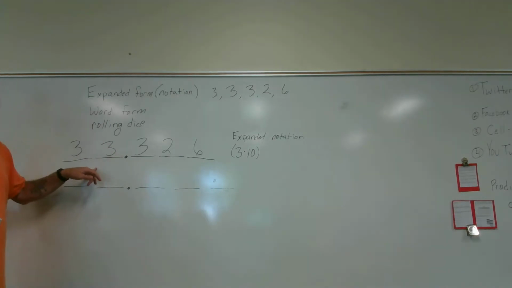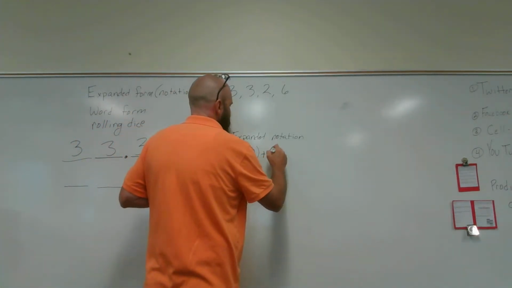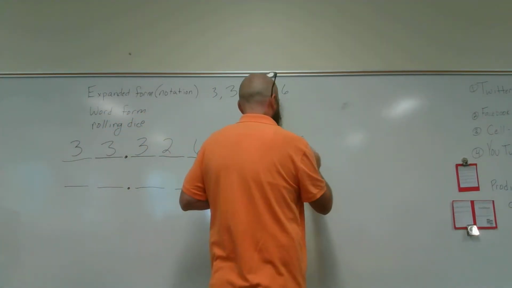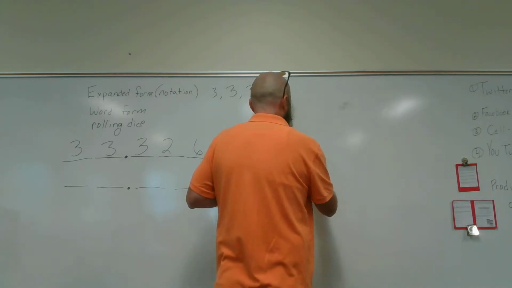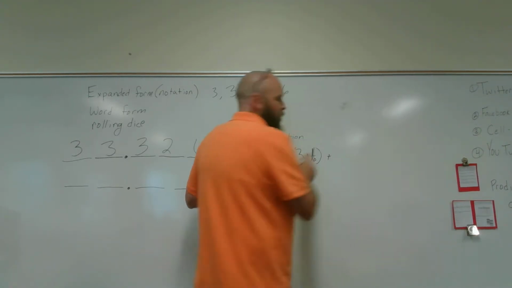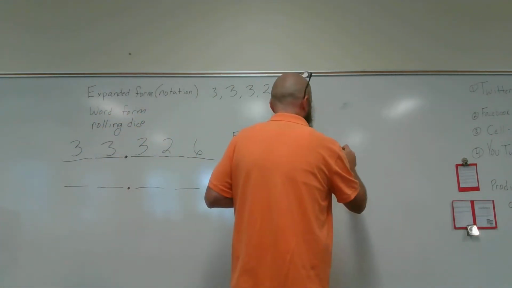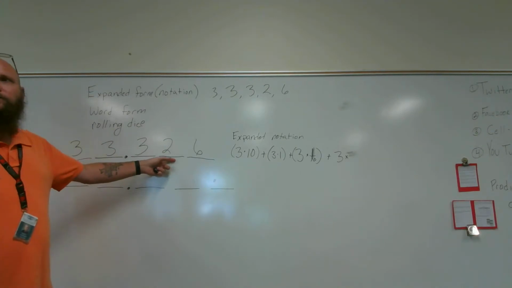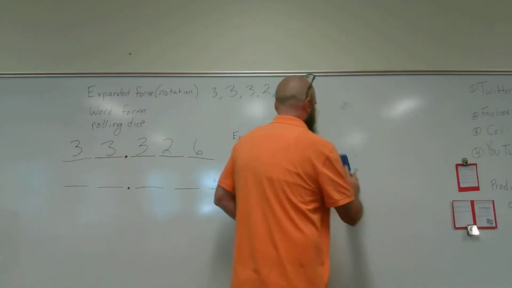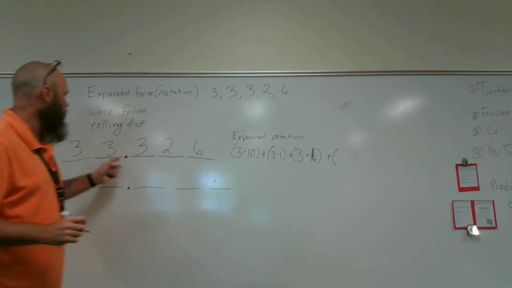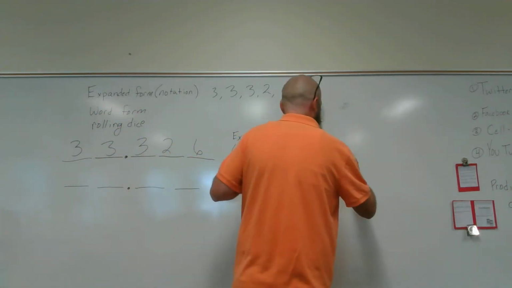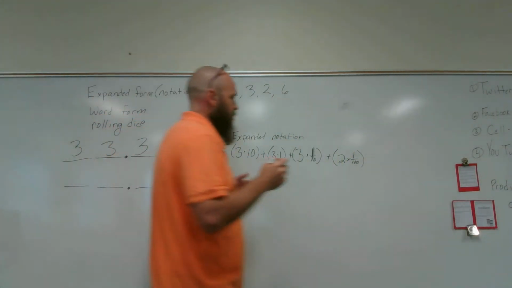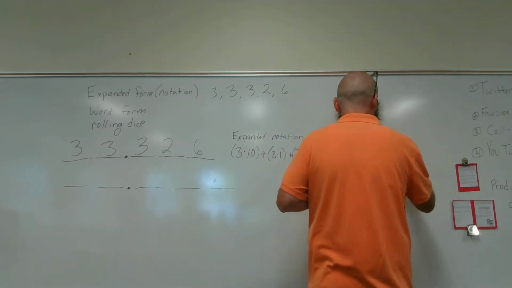What do I do next, Deandra? 3 times 1. Plus what? No, 1/10. 3 times 1/10. Plus what, Deandra? 3 times 100. I mean, it'd be 2 times 1/100, right? Because this 2 is in the hundredths. Okay, 2 times 1/100. And then what else, Deandra? 6 times 1/1,000.